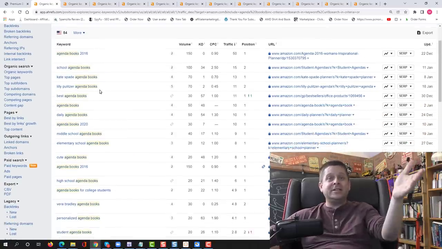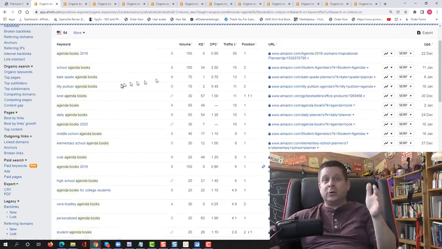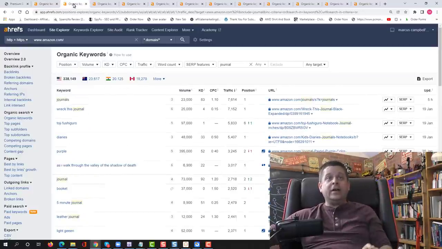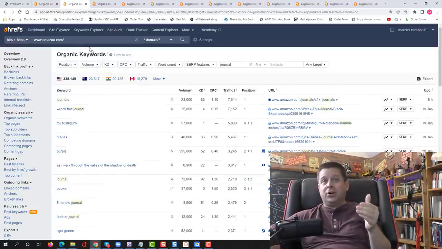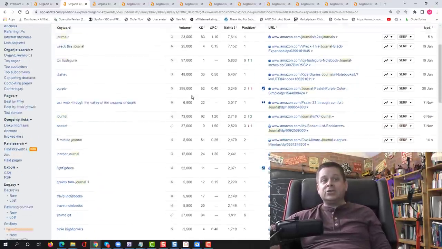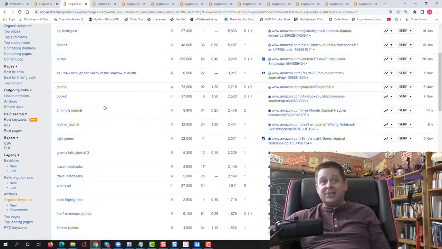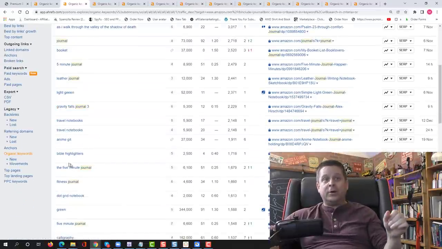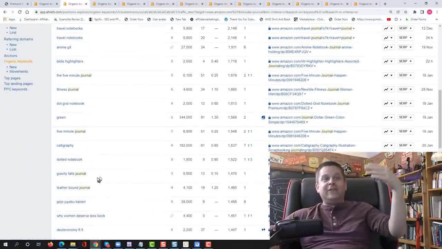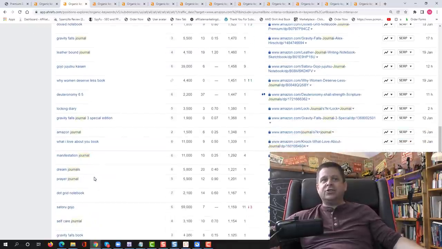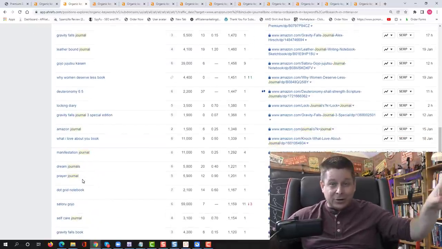Take a look at all these books people are searching for and how many times they're being searched for on the search engines. We could go through and see results for the word journal. Over 23,000 people a month looking up journal. Then we could scroll down and see they're looking up 5-minute journal, Gravity Falls journal, journal notebooks, travel notebooks, Bible stuff, 5-minute, leather-bound, Amazon journals, manifestation journals, dream journals, prayer journals, and more.